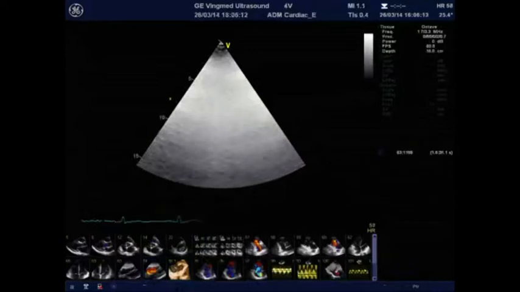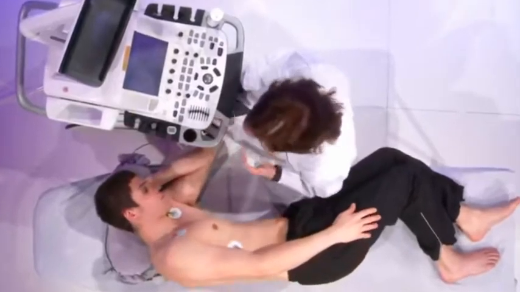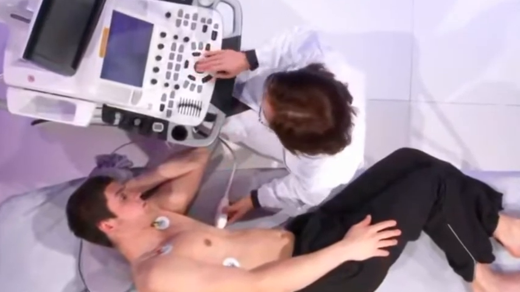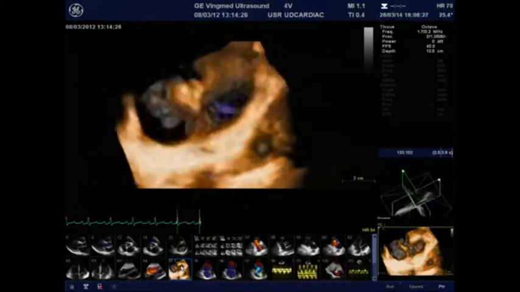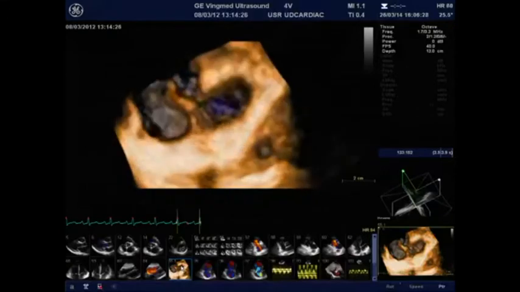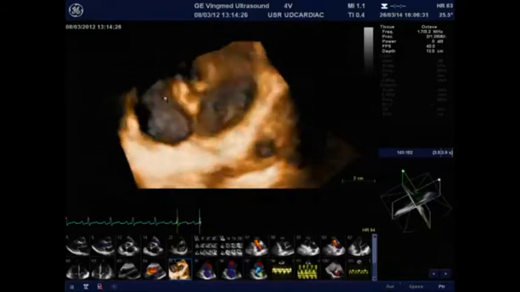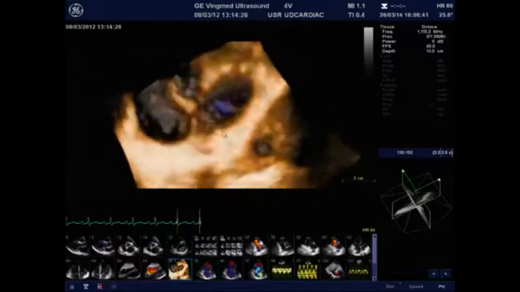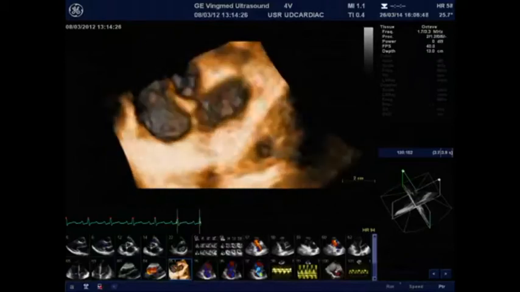And then I will ask the patient to lean on his left side again, and I will acquire a 3D acquisition of the tricuspid valve, in which this is the tricuspid valve as seen from the right atrium, the so-called surgical view. Here at the left part of the panel, you can see the mitral valve. Here on top is the aorta, and here is the tricuspid valve. And you can see that there is a clear abnormality which involves the posterior leaflet.